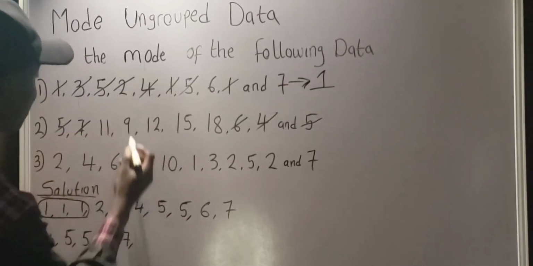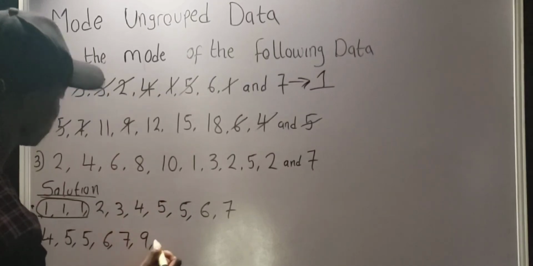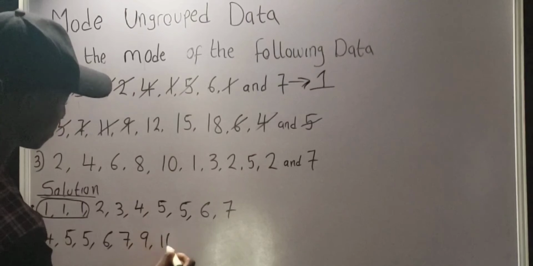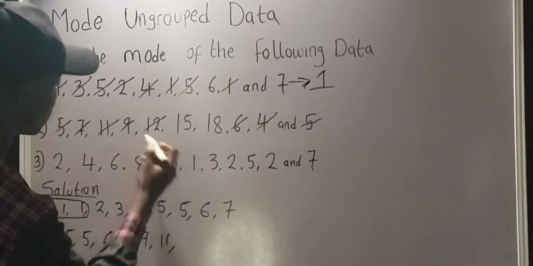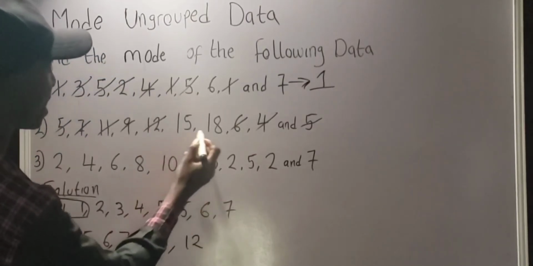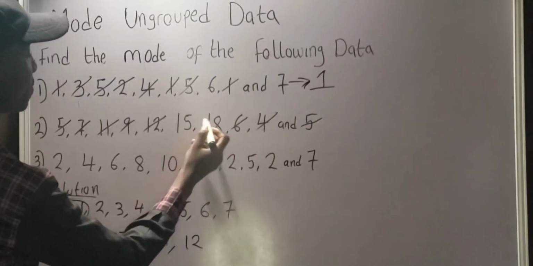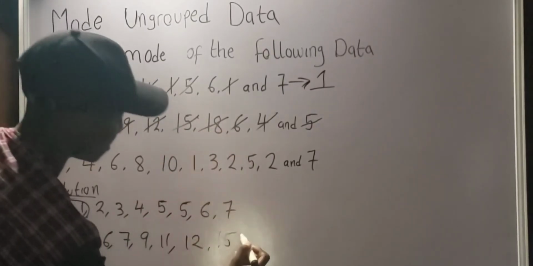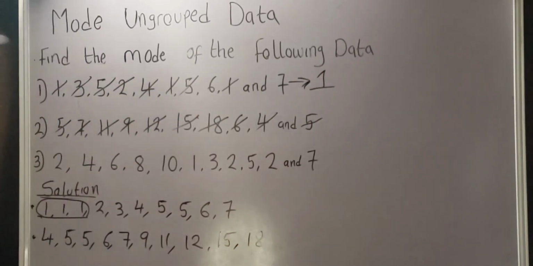What of 9? There is 9. What of 10? There is no 10. 11. Followed by 12. Followed by 15. Followed by 18. So I've already arranged this data set in an ascending order.